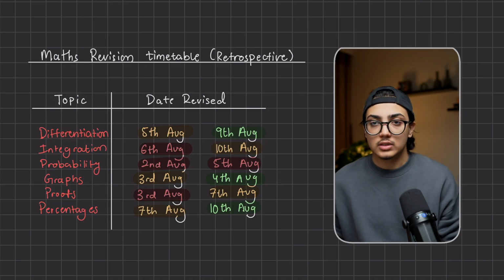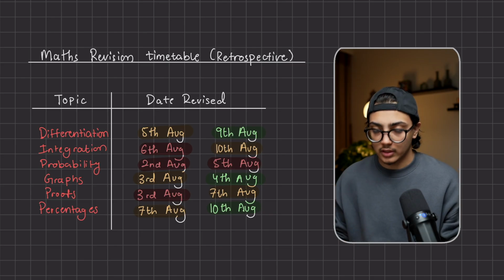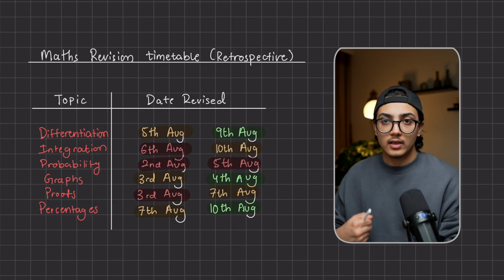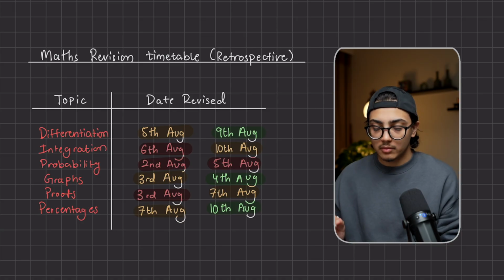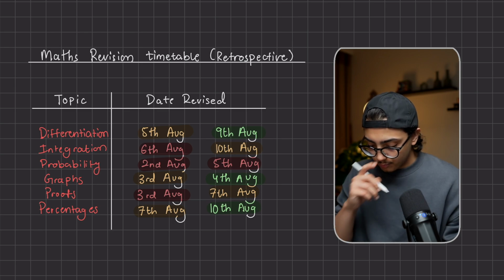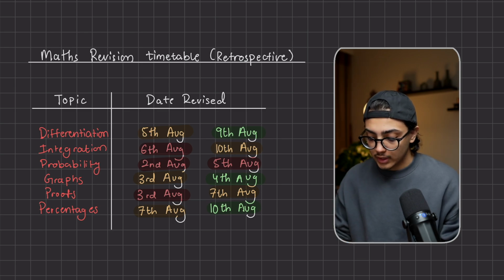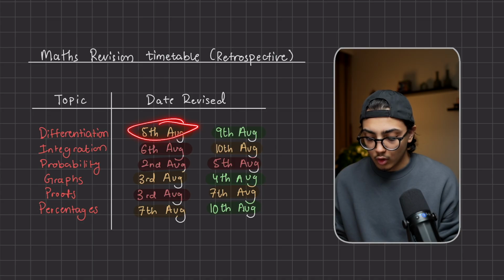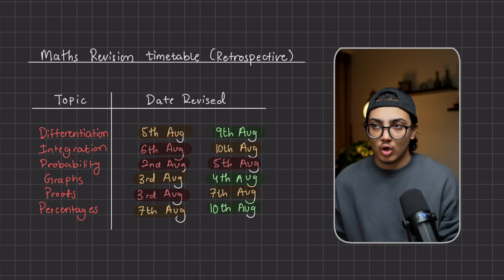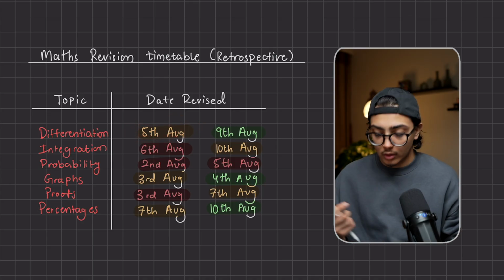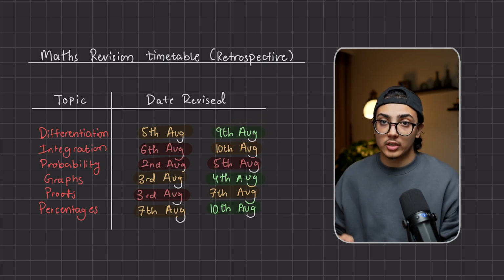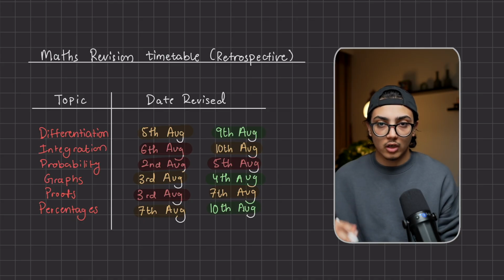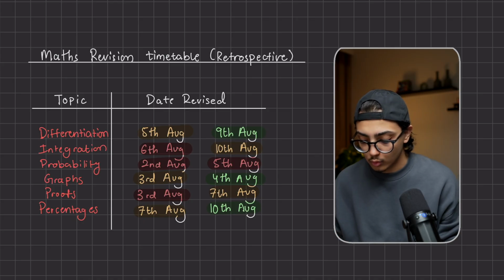And this uses a traffic color coding system, where green means you understand the topic fully, yellow or orange means you understand it partially, you still have a few weaker bits, and red basically means that you don't understand the topic at all. Now, on the 5th of August, I studied differentiation, and I colored it orange because I was getting some questions wrong. In that case, I studied it again on the 9th of August, and this time I colored it green because I fully understood the concept, I was getting almost every single question correct.